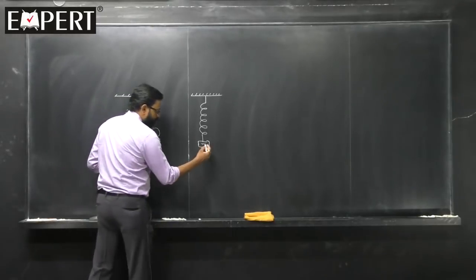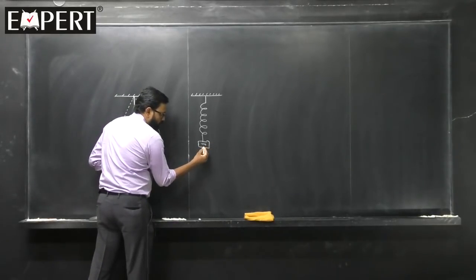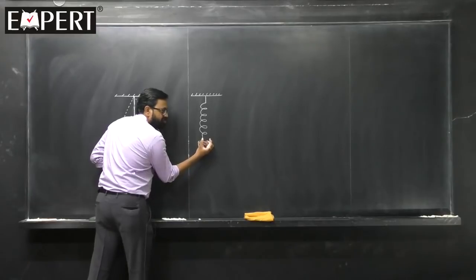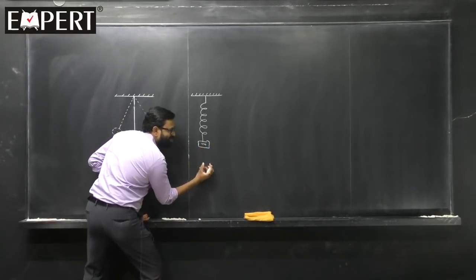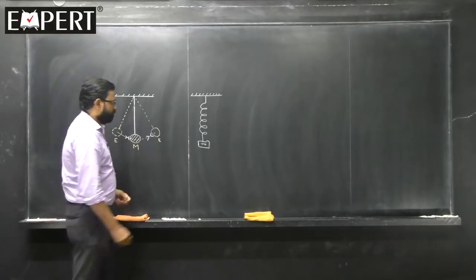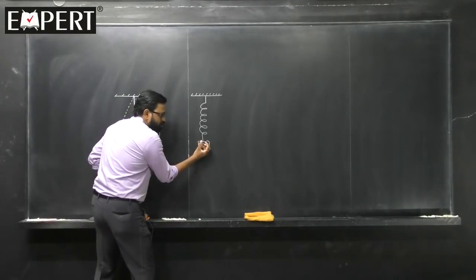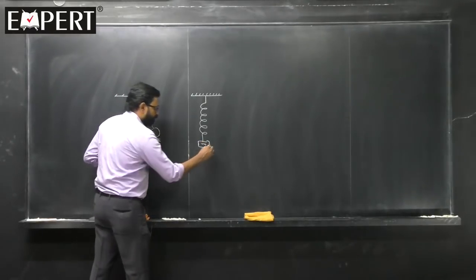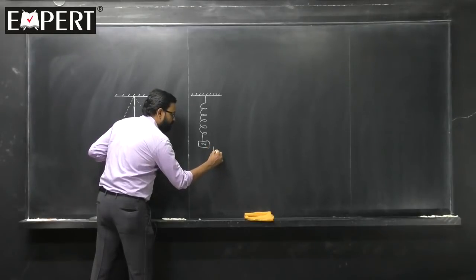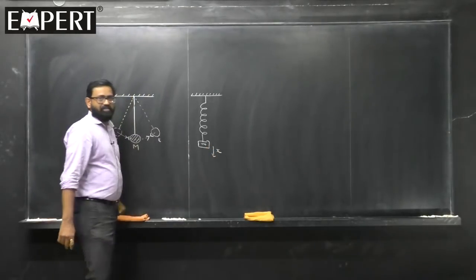Now, what I will do is stretch the spring through a small distance by pulling it slightly downward. I will stretch the spring by applying a small amount of force, pulling it through a small distance downward. Let us say I have pulled the spring through a distance x slightly downward.